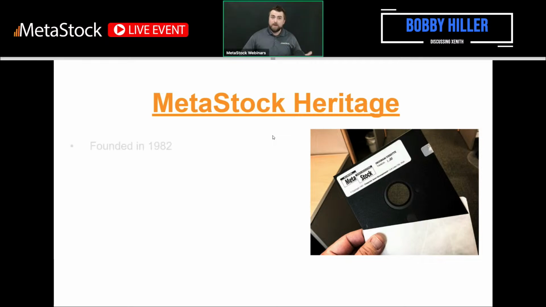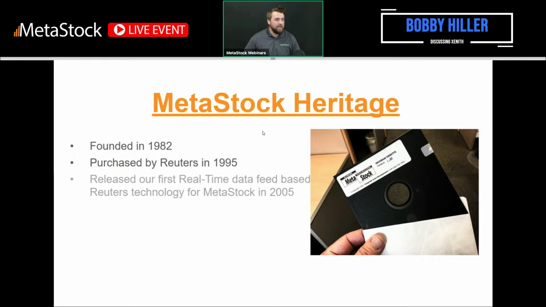If you want to know a little bit more about MetaStock, I always like going through these slides. I think it's kind of fun. You'll see here the 3.5-inch floppy disk for MetaStock, back from version 1.0. We were founded back in 1982, so we've been around for a really long time, over 40 years, helping to pioneer technical analysis. We were purchased by Reuters back in 1995. And then we released our first real-time data feed with them in 2005. And then we released the MetaStock Zenith product, which is what we're going to mostly be going through today, back in 2012. So that's been out for over 12 years now.